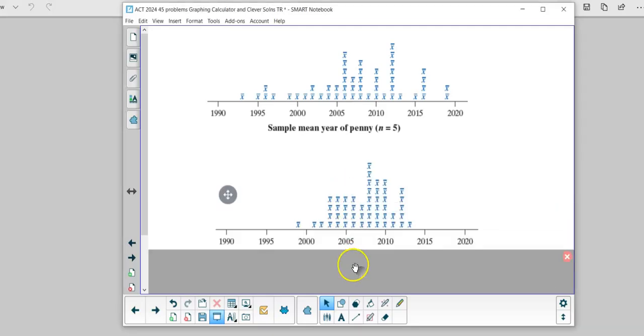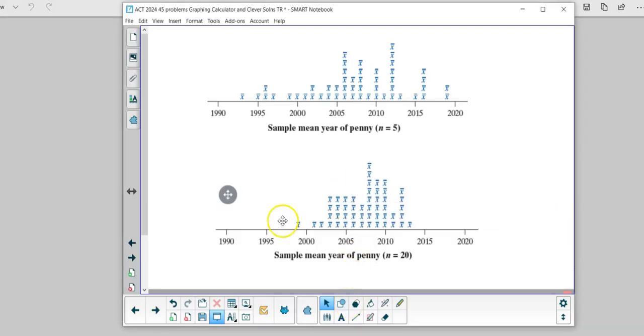Now, if you grab more, like 20, wow, that's a lot more. Look how the graph changed. The n equals 5 varied all the way from 1993 to about 2019. Now the lowest it goes is late 1990s, 1998-ish or something, and the highest it goes is 2013 instead of 2019. So quite a bit less variation here. It looks to be a better indicator.